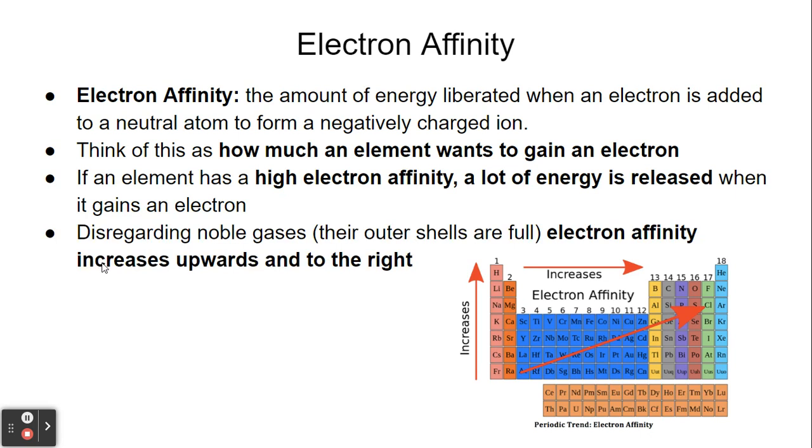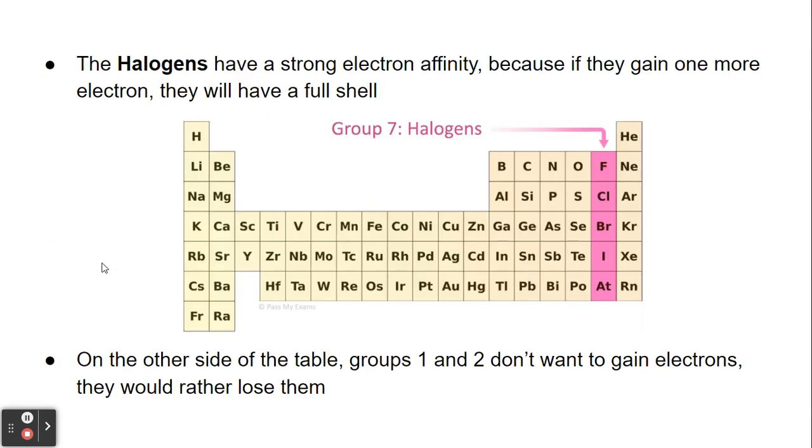Now, again, we're going to disregard noble gases here because their outer shells are totally full, so they don't want electrons at all. But disregarding those noble gases, the electron affinity is going to increase as we go up a group, and it increases as we go from left to right on the periodic table. So something like the halogens, and fluorine in specific, have a very strong electron affinity because if they gain just one more electron, they have a full shell.